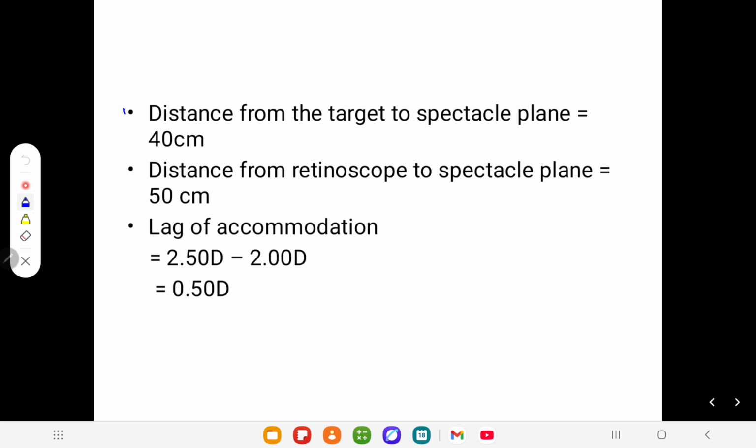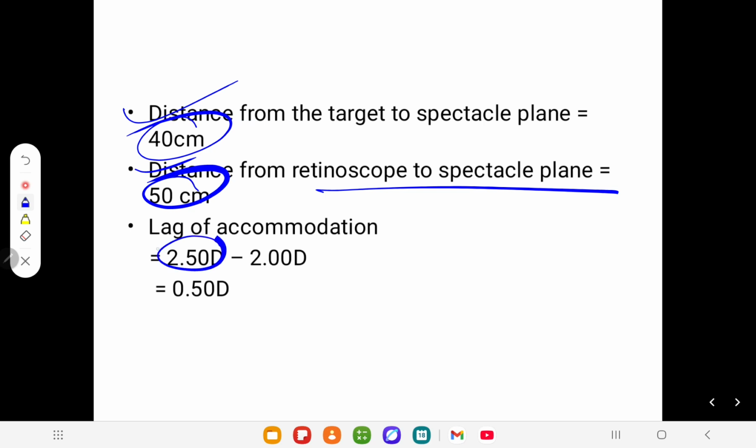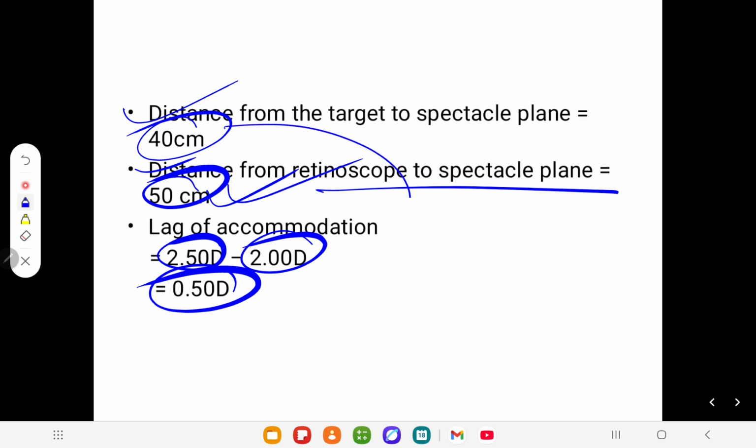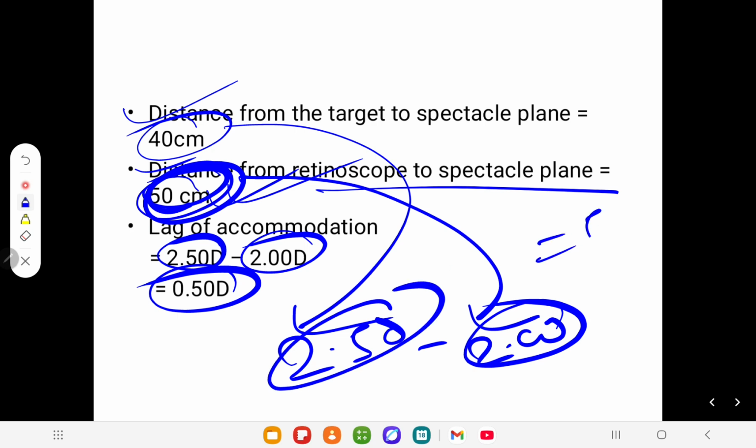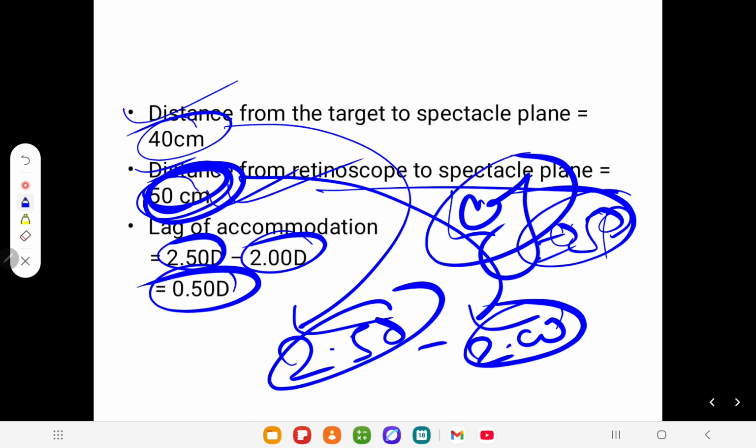The distance from the target to the spectacle plane is 40 centimeters, for example, and the distance from the retinoscope to the spectacle plane is 50 centimeters. So lag of accommodation: for 40 centimeters, the demand is 2.5 D. What is the patient actually accommodating? 2 diopters, because the patient is neutralizing at 50 centimeters, which is 2 diopters. Isn't it that simple? You just have to calculate it. At 40 centimeters the demand is 2.5, and what the patient is actually accommodating is 50 centimeters, that is 2 D. The difference is 0.5 diopter. That's the lag, it's not lead.